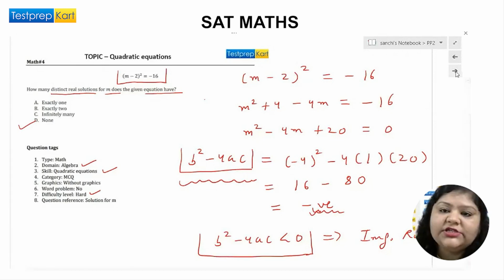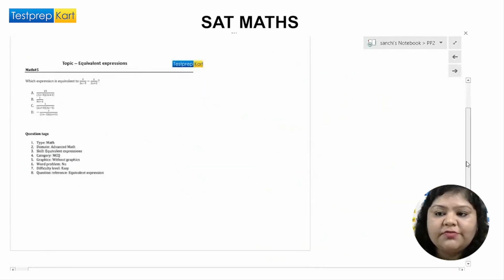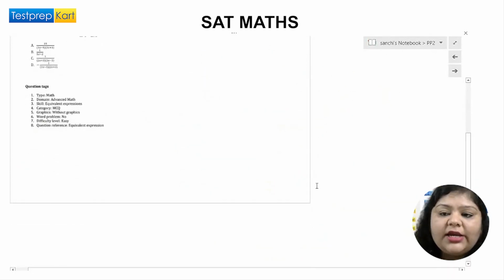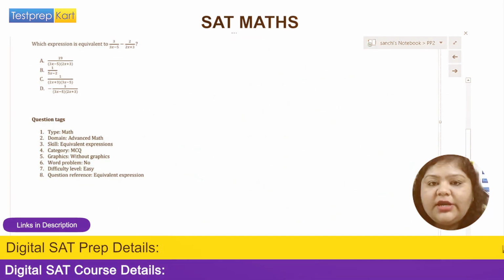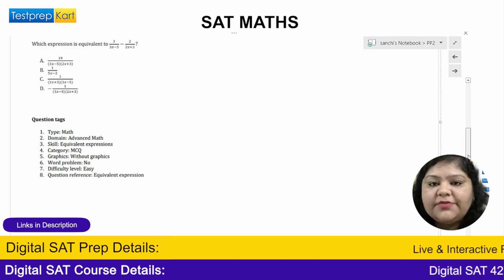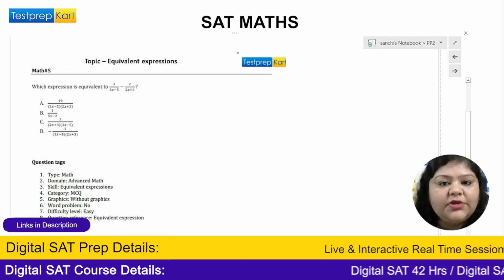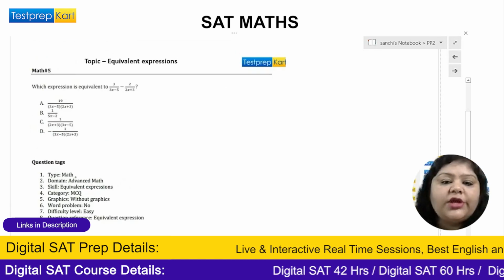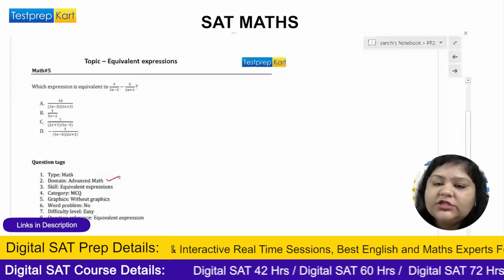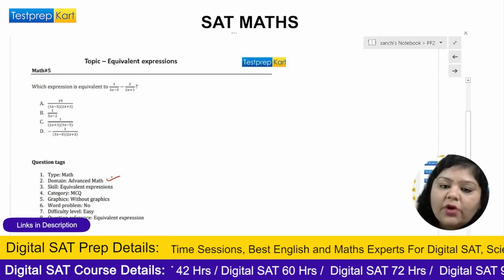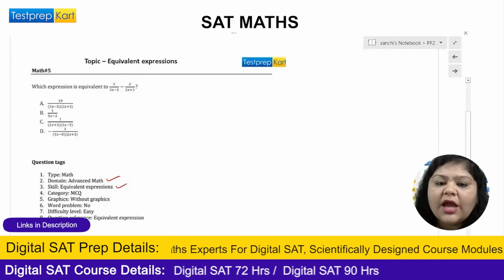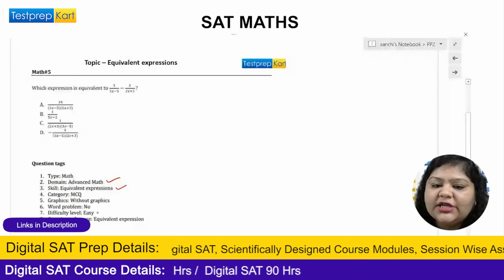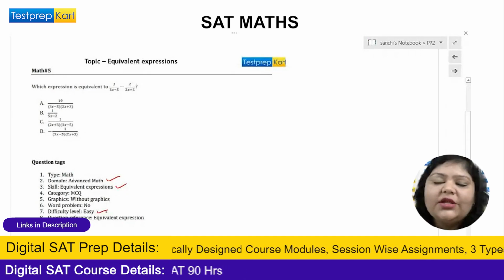Okay, guys. So let's just move ahead to the next question, which is question number 5. Let me scroll this a little bit so that it is clearly visible to all of us. I hope now that's clearly visible. This question number 5 belongs to the advanced math module, and from the advanced math, it belongs to equivalent expressions. The difficulty level is mentioned as easy only, so of course that's going to be a very simple question.